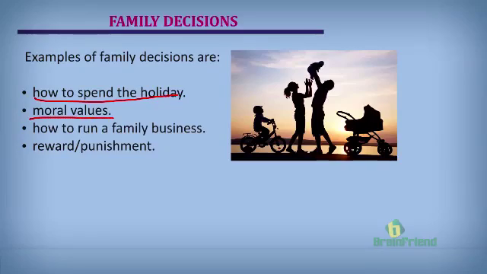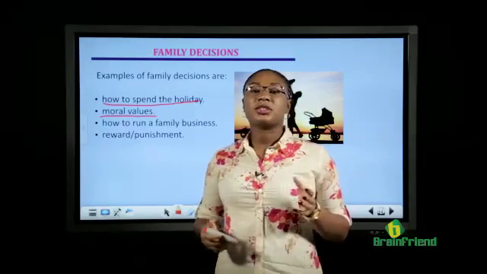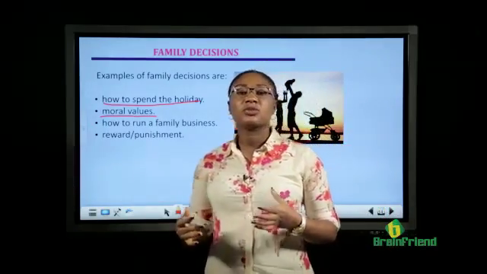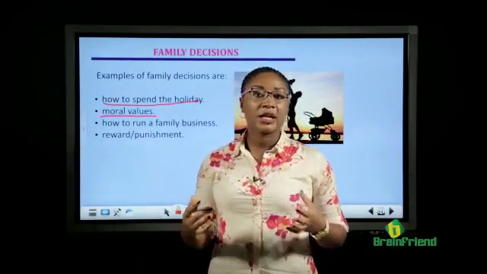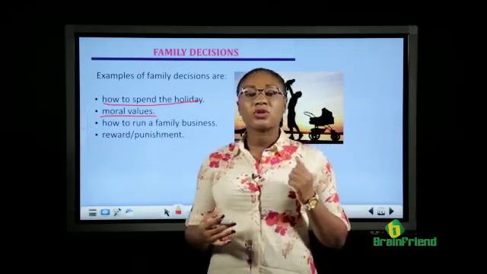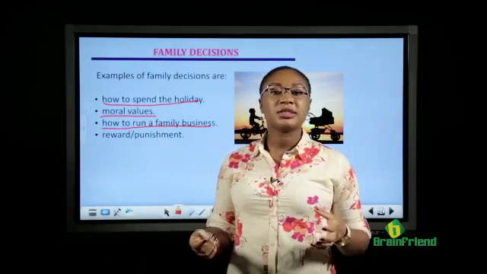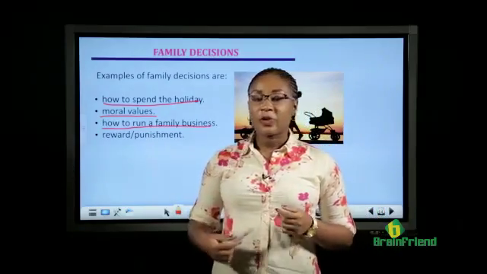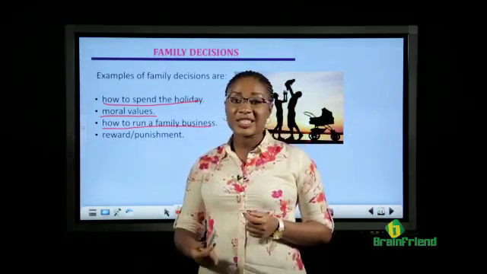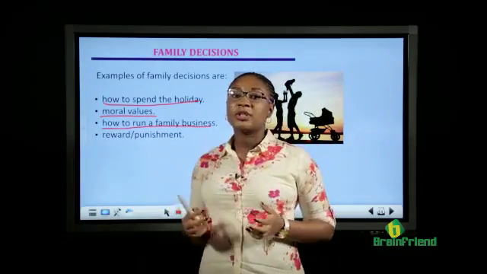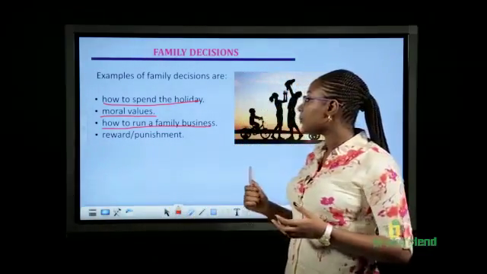Second decision is the moral values. These are decisions that the parents take to discipline the children, to ensure that they respect their elders, and so on. Also ensure that they greet. How to run a family business is another example of a family decision. The family can sit together to know what type of business, what type of investment they can do to help with the growth of the family financially, and so on.